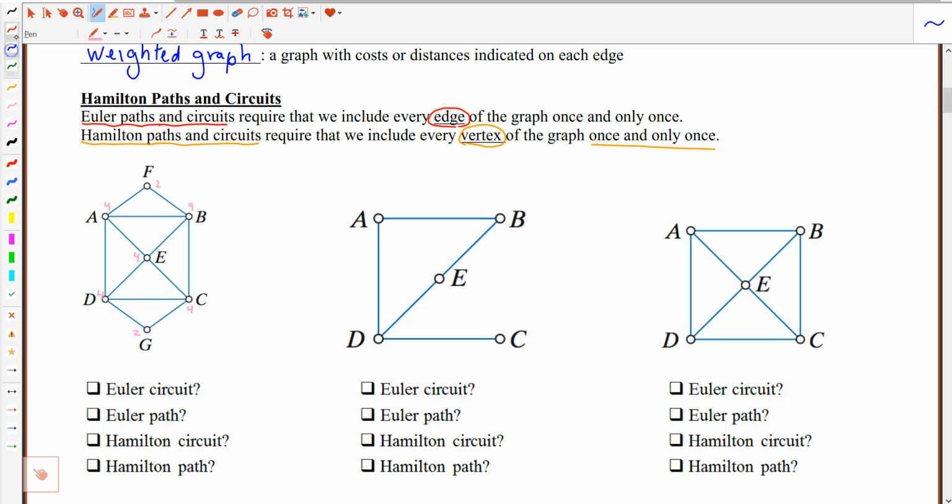So does an Euler circuit exist? Yes, it does. All the vertices are even degree. Now, does an Euler path exist? Yes, if an Euler circuit exists, an Euler path exists as well.